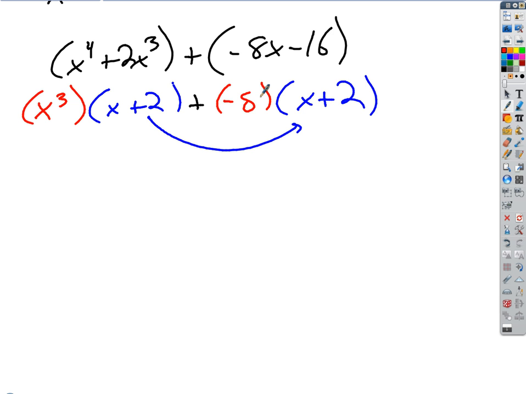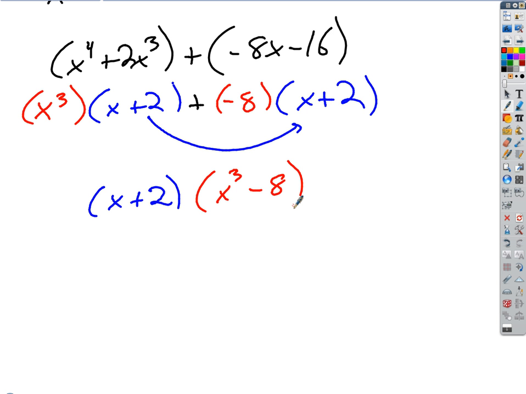Okay? So then, factoring by grouping, what's the last step? What does this break up into? The product of what two factors? X plus 2, right? Because that's the common factor that I can undistribute, leaving me with what? X cubed minus 8. Good.